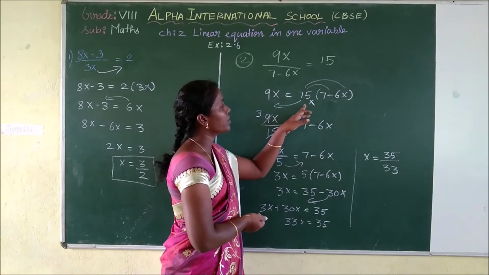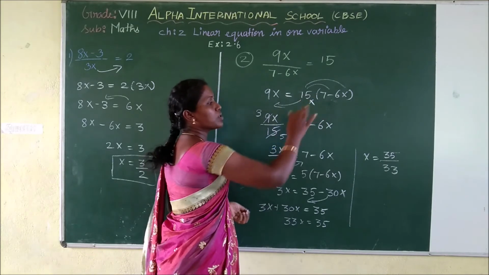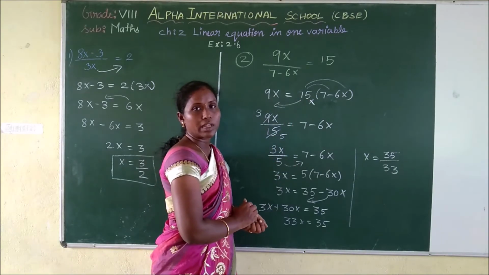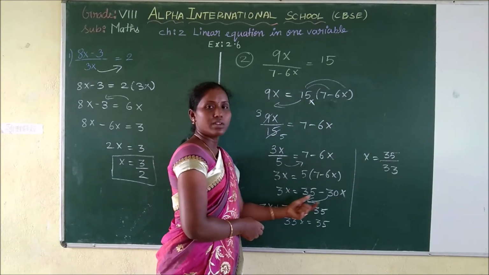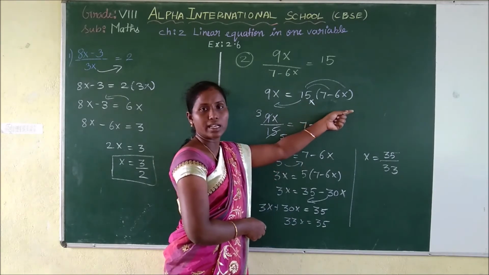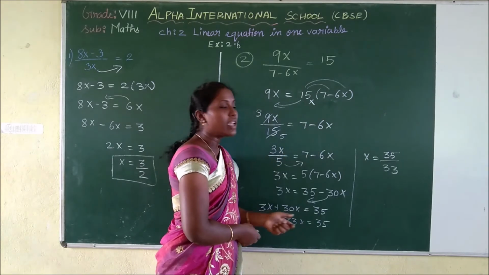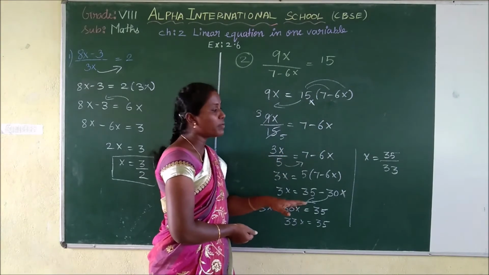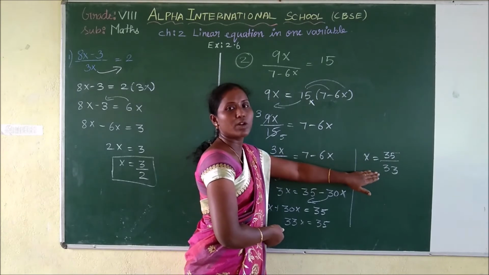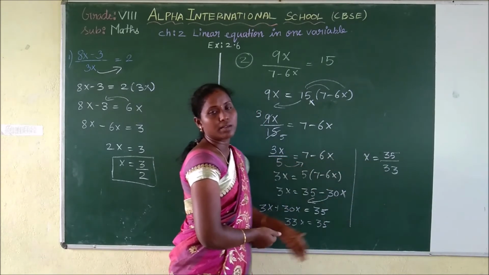See what procedure we used here. We took 15 to the next side of the equation. If you multiply also, you are going to get the same value only. But the problem includes some different calculation. So it will become 105 minus 90x. The same way you can move x and the number to the other side. The final answer should be simplified. If you simplify, surely in that way also the answer will be x is equal to 35 by 33.